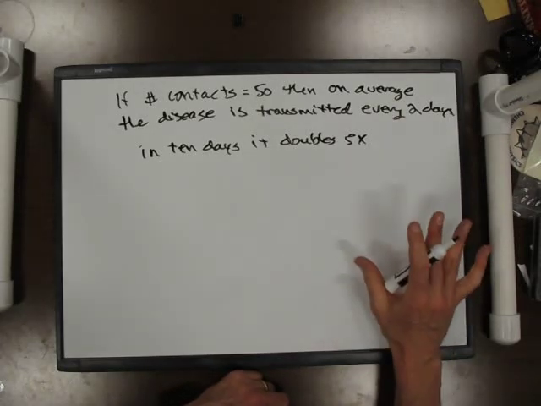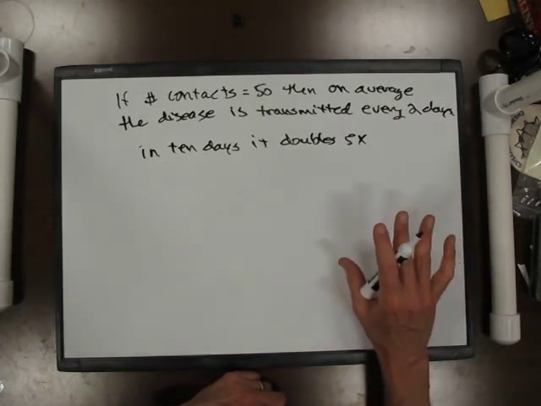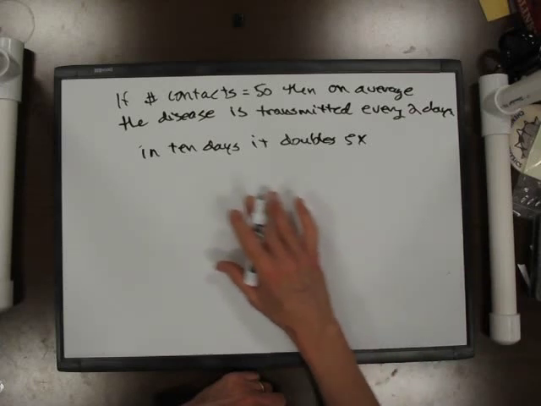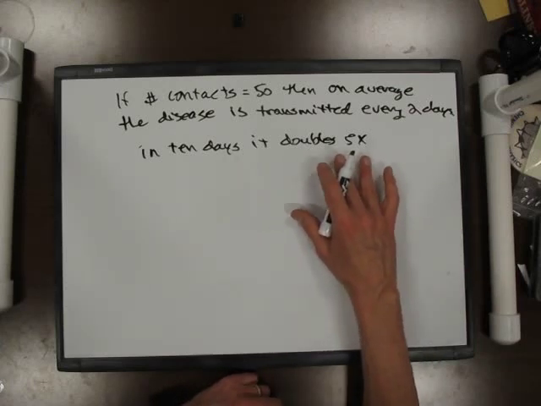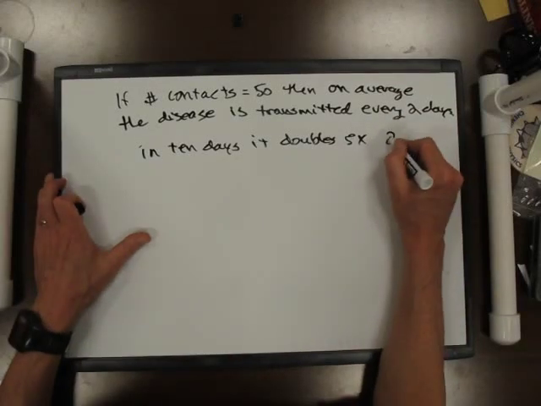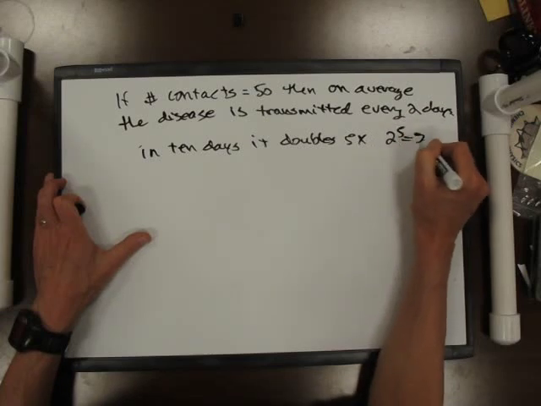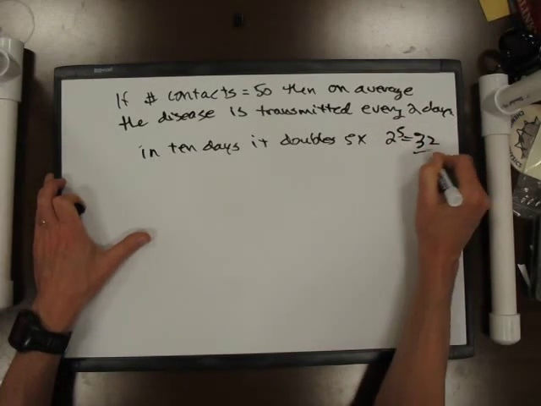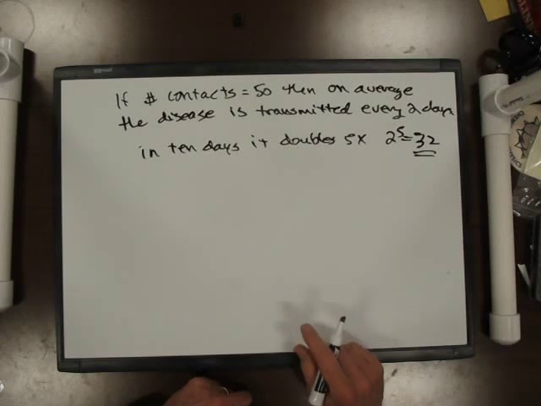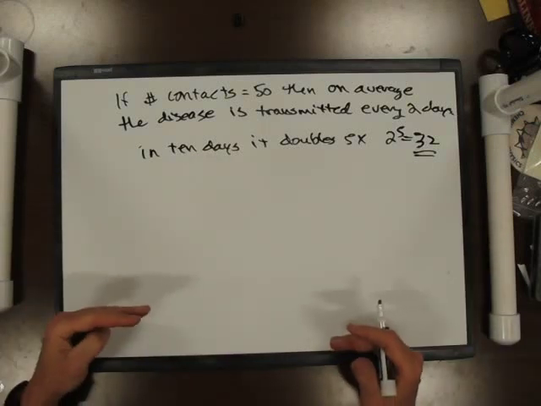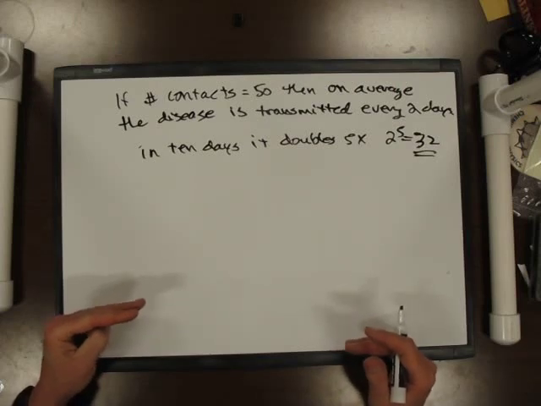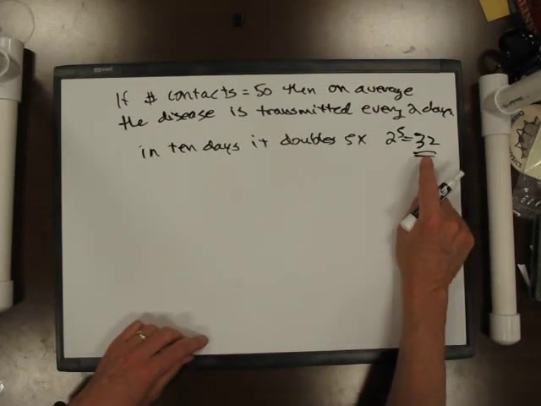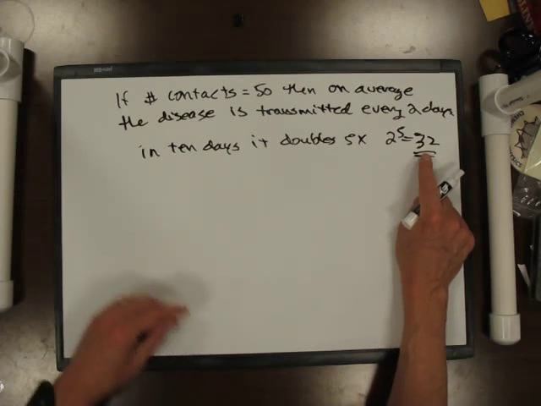It takes 2 days for me to get 100 contacts. And so in 10 days, it doubles half as many times. So it only doubles 5 times. 2 to the 5th is equal to 32. So after 10 days, instead of having 1,024 cases, by self-quarantining even just down to 50 people from 100, I've reduced my number of people with the disease from 1,024 to 32.